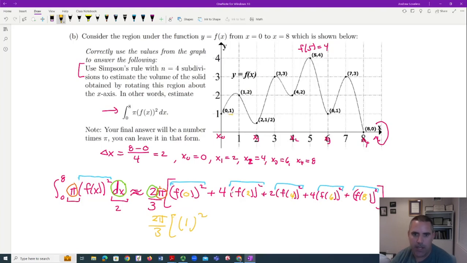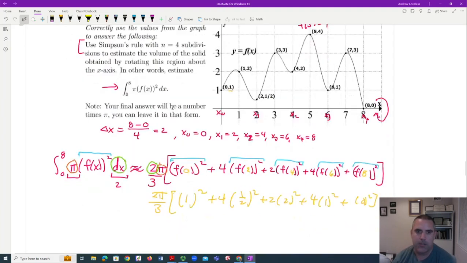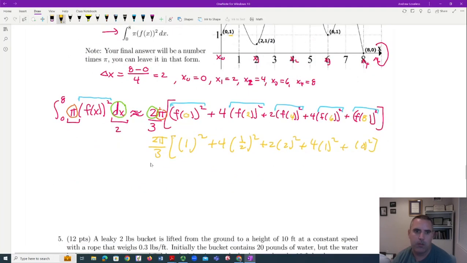F of 2 is a half, so this is plus 4 times a half squared. F of 4 is 2, so this is 2 times 2 squared. F of 6 is 1, so this is 4 times 1 squared. F of 8. So I think students that struggle in this just sort of panicked because they're like, oh, there's a table, I don't know what to do.